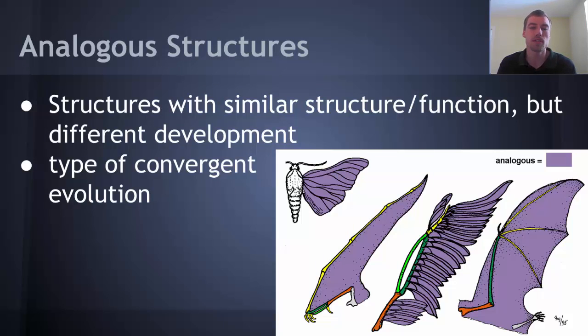And next we have analogous structures. These are structures that have similar structure or function. However, they have different development. And they have different underlying structure.